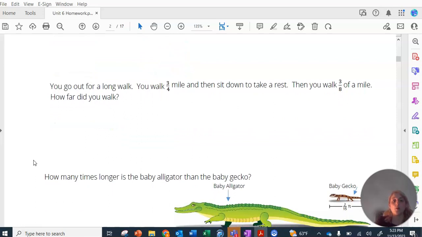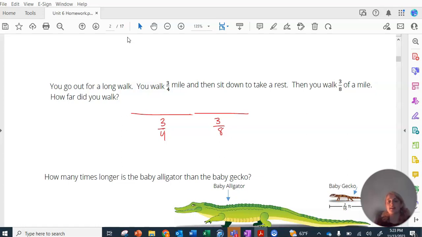You go for a long walk. You walk 3/4 of a mile and then sit down to take a rest. Then you walk 3/8 of a mile. How far did you walk? This is an adding problem. You walked this much, and then you sat down, and then you walked this much.